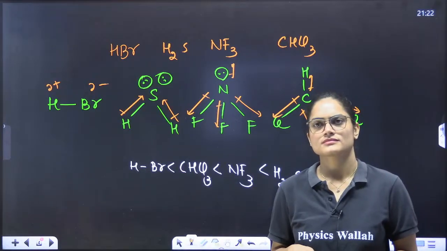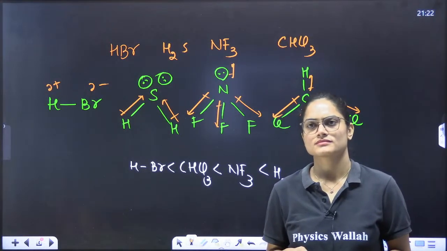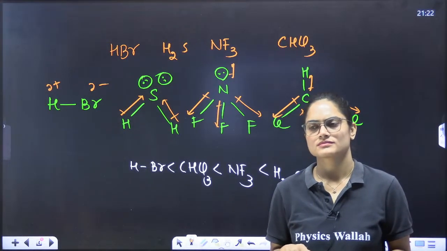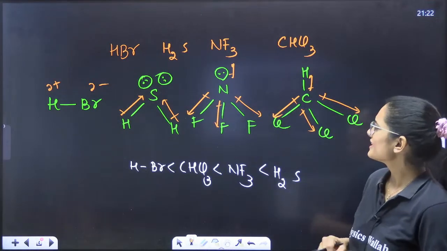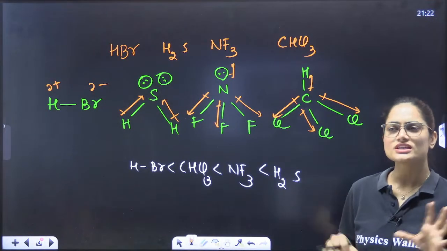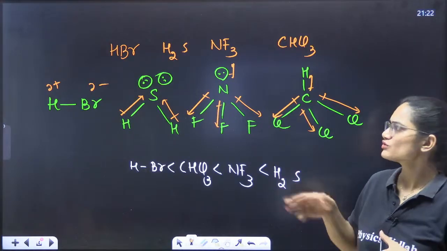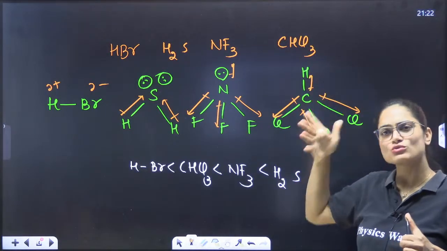Now for CHCl3, shouldn't the dipole of carbon hydrogen be towards carbon? They don't have much difference in their electronegativity. Their electronegativities are very close. So we take this bond as almost non-polar.